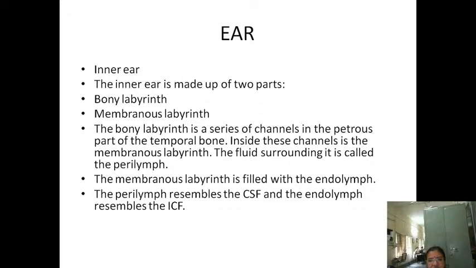Now the inner ear. The inner ear is made up of two parts: bony labyrinth and membranous labyrinth. The bony labyrinth is a series of channels in the petrous part of the temporal bone. Inside these channels is the membranous labyrinth. The fluid surrounding it is called perilymph. The membranous labyrinth is filled with endolymph. The perilymph resembles CSF and endolymph resembles ICF. What is ICF? Intracellular fluid.